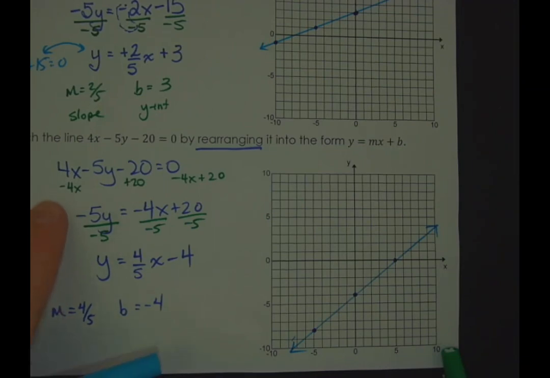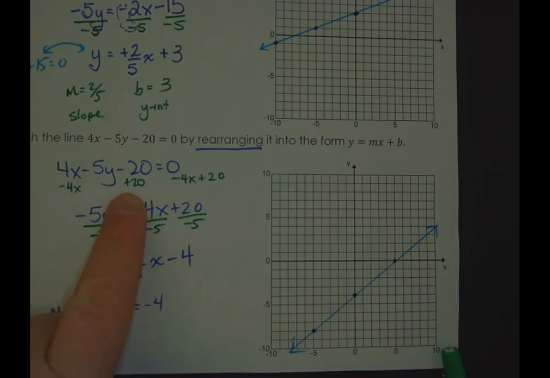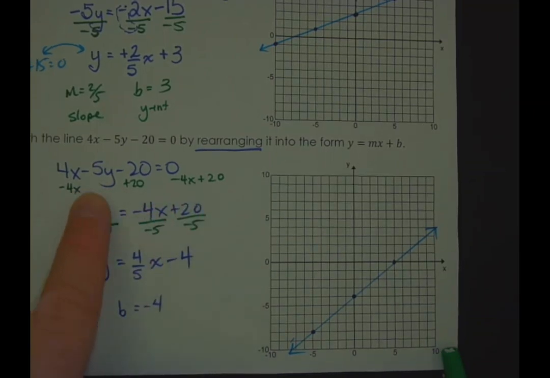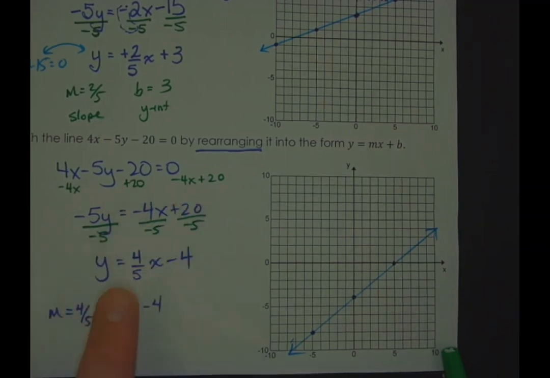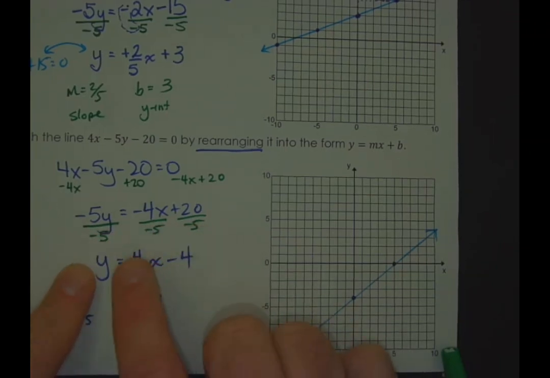So what I did was I made 0 pairs for the 4x and the negative 20, because we want to move them to the other side. So negative 4x plus 20, negative 4x plus 20. All right, so I would have been left with negative 5y equals negative 4x plus 20.